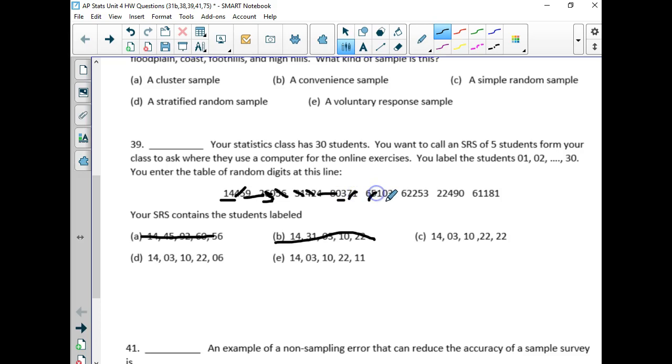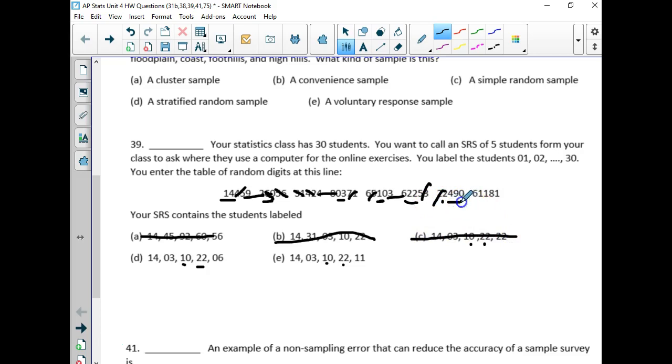65, not part of it. 10 is part of it, okay? They all have 10 for their third number, so we can't cross anything off yet. We have 36. We have 22. All right, so we have 22 as their fourth number. We need to keep going. 53, 22 again. The person who's very quick is going to say the answer is C, forgetting that these are students and you cannot have repeats, so you cross it off, which means we're going to cross off C.